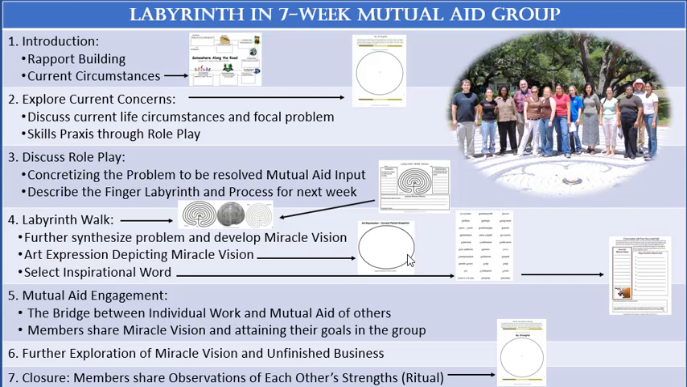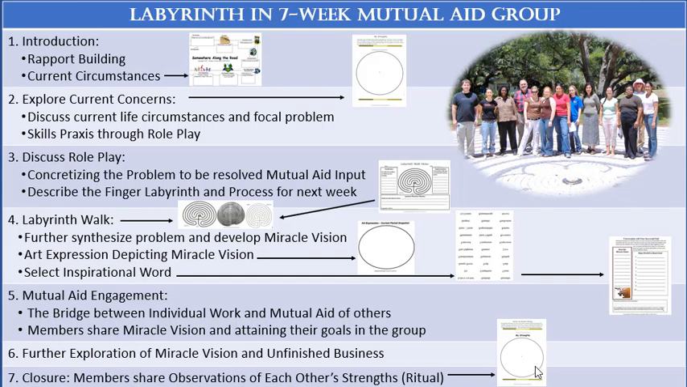Then I have a setup sheet for the art expression, which is kind of a snapshot of the present time, looking at the vision of the miracle vision, which is the goal that the members work out as they're in the labyrinth walk in the center. Then there's a site for the inspirational words. You can print that as well. You'll find it on the website. And then the other form for the labyrinth walk will be the conversation form. Here we'll be having a conversation with the successful self. I'll explain a little bit more about that as we go through this.